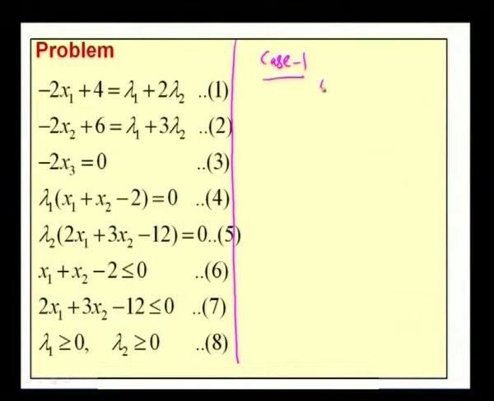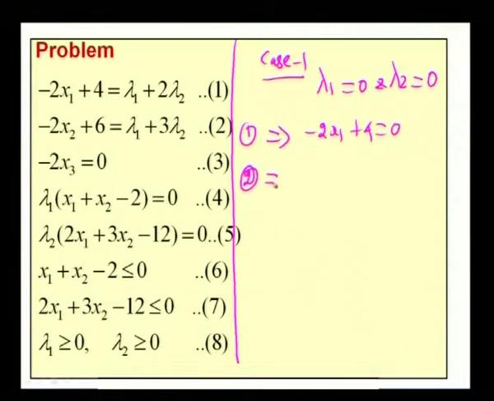Case 1 is both lambda 1 equal to 0 and lambda 2 equal to 0. I will consider the case where both Lagrangian multipliers take the value 0. If both lambda 1 and lambda 2 equal 0, then by substituting these values, equation 1 gives us minus 2 x 1 plus 4 equal to 0, and equation 2 gives us minus 2 x 2 plus 6 equal to 0.